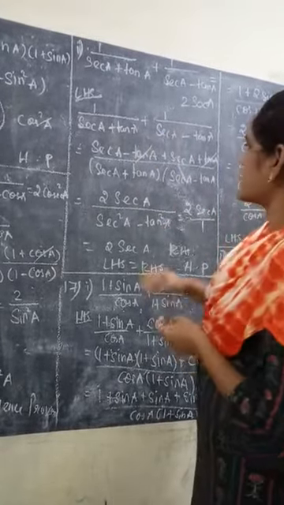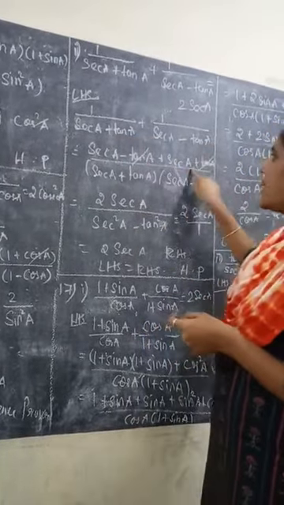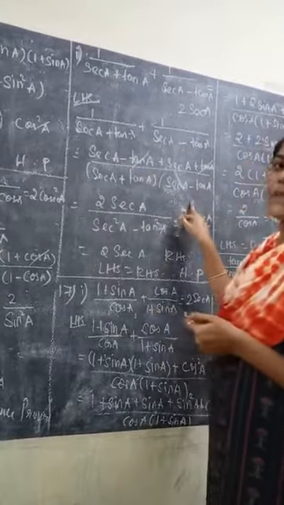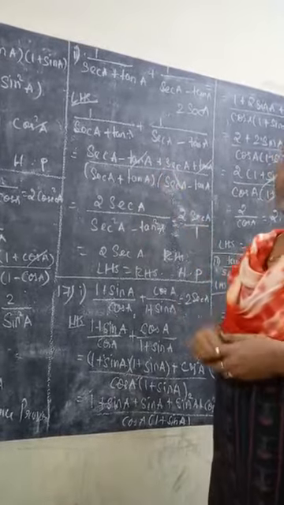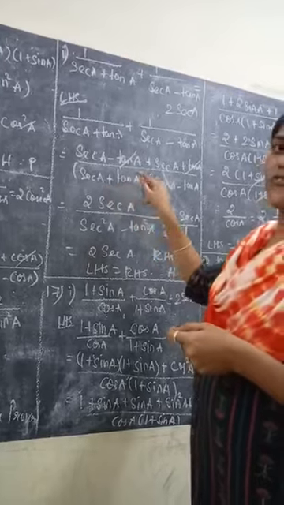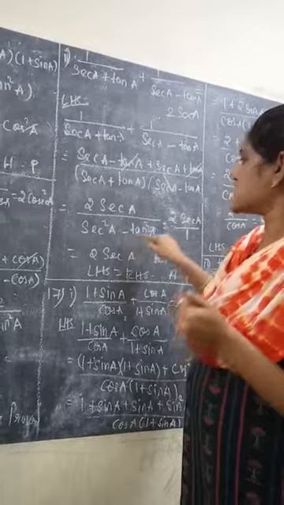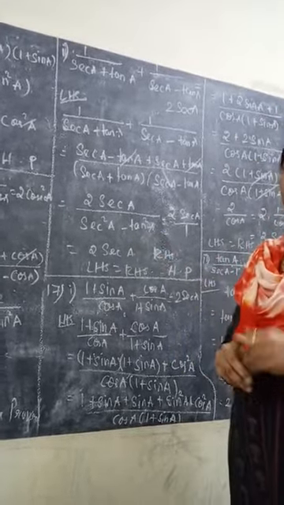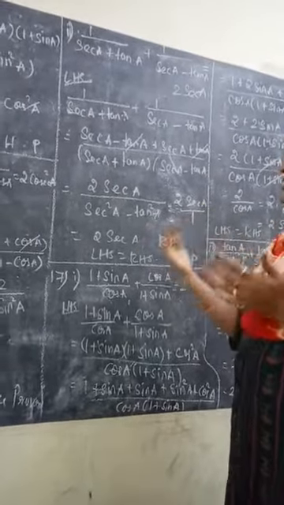Now how do you do the cross multiplication? Secant A minus tan A plus secant A plus tan A, divided by secant A plus tan A into secant A minus tan A. It's an addition, so plus tan A and minus tan A cancel. So 2 secant A divided by, it's in the formula of (A plus B) into (A minus B), so secant squared A minus tan squared A. Then secant squared A minus tan squared A is equal to 1. So 2 secant A divided by 1. So that's all the proof.